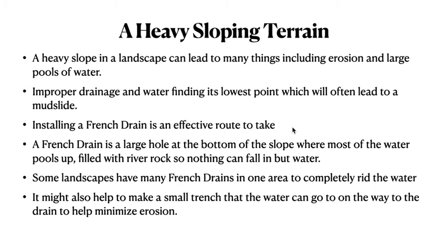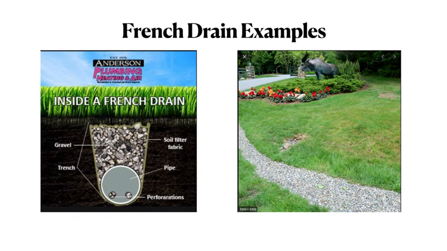Some landscapes have many French drains in one area to completely rid the water, and it might also help to make a small trench that the water can go to on the way to the drain to help minimize erosion. So here are some examples.